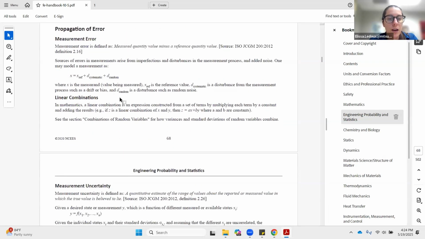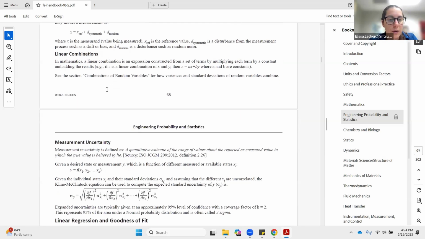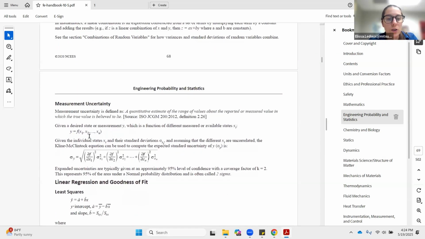Okay, so propagation of errors. Basically, if you have a bunch of different errors, they don't necessarily add up linearly or multiply together or anything like that. It really just depends on how the errors are. So you could have linear combinations of them where you just add them up. You can have measurements of uncertainty where you have to sort of square them and add them up and then take the square root.